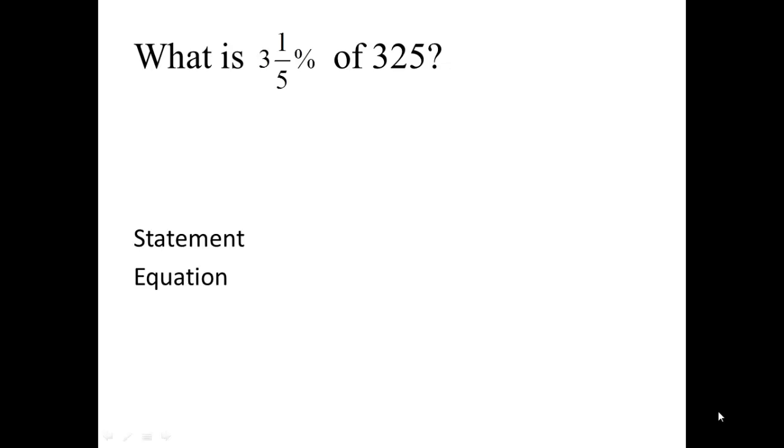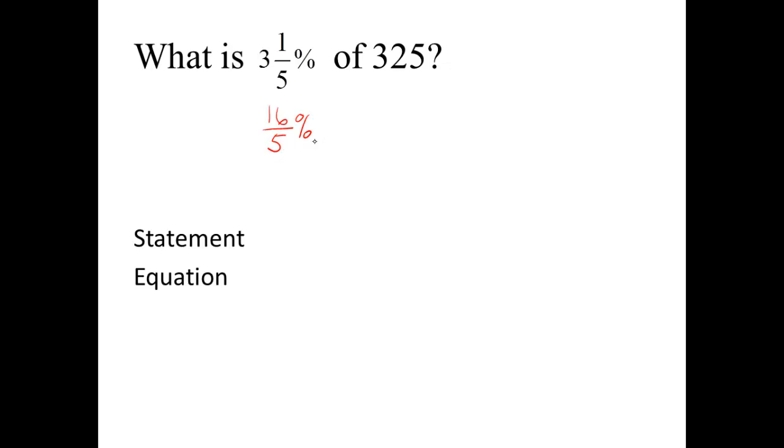What is 3 1/5% of 325? The first thing we need to do is change this percent into a decimal. It is in a mixed number percent form at this point, so we'll change it to an improper fraction percent and then multiply that by 1/100 in order to change it to a decimal. We'll start by changing this mixed number percent into an improper fraction by multiplying the whole number. 3 times 5 is 15, plus the numerator, which gives me 16/5.